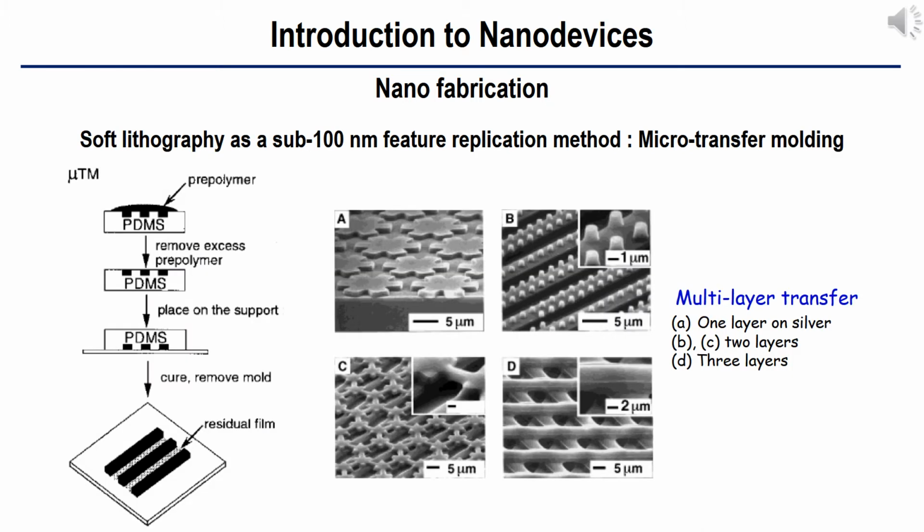Microtransfer molding is one of the simplest methods of soft lithography. In microtransfer molding, excess liquid is removed by scraping with a flat PDMS block or by blowing off with a stream of nitrogen. Due to its simplicity, it can be used multiple times to fabricate three-dimensional microstructures such as shown in the right figure.